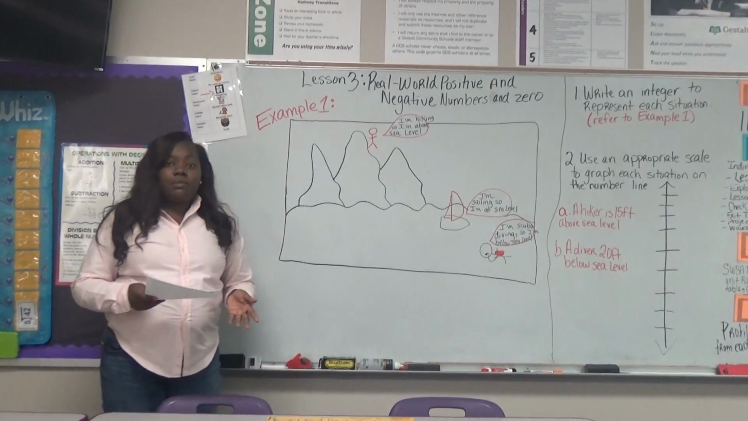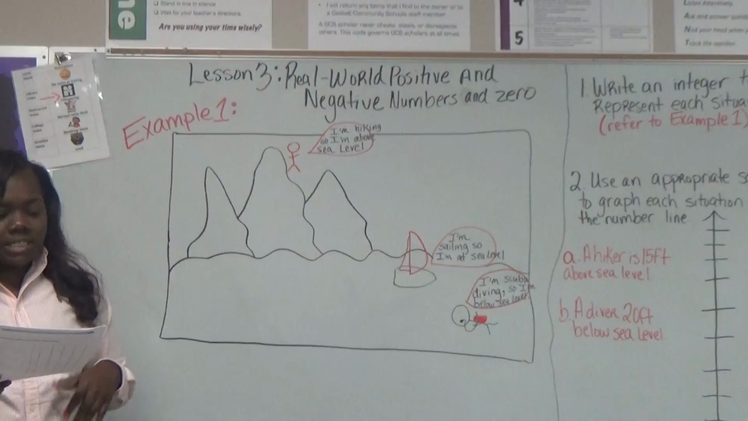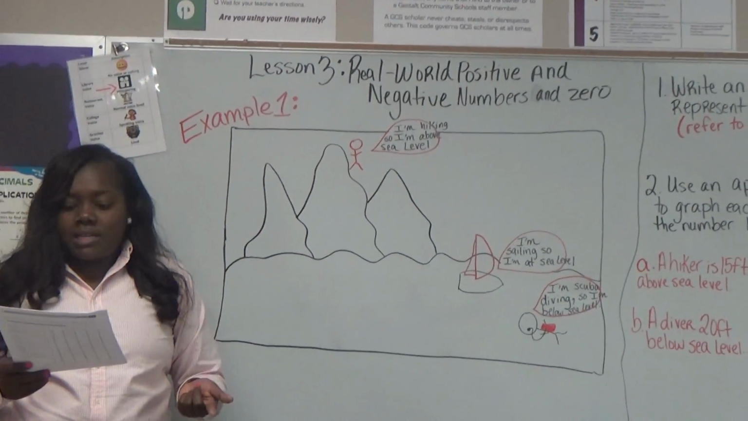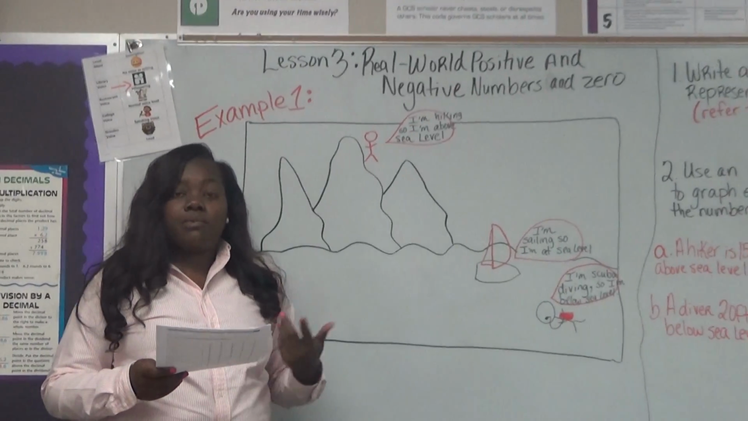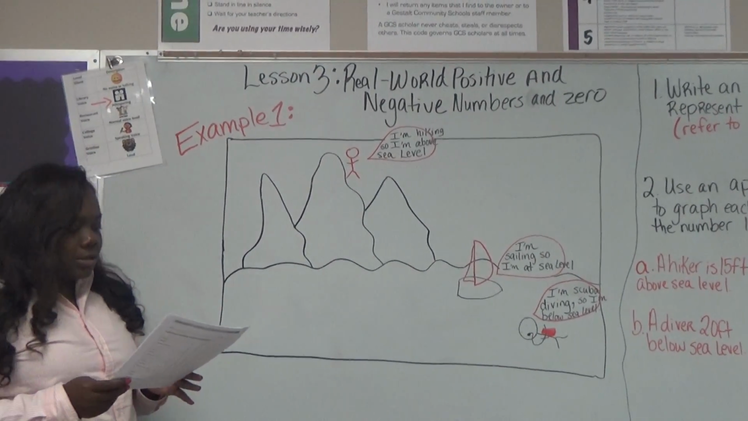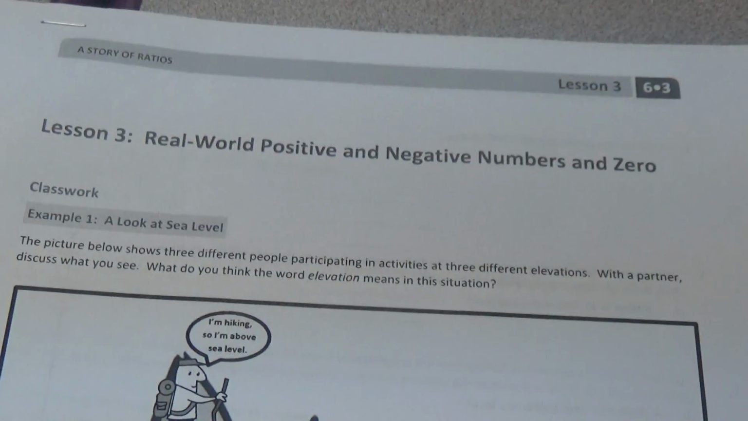So we're going to get started with example 1, which says the purpose of this example is for you to understand how negative and positive numbers can be used to represent real world situations. So let's dive right in. Look at your paper. On your paper, you'll see an example 1. It says a look at sea level.